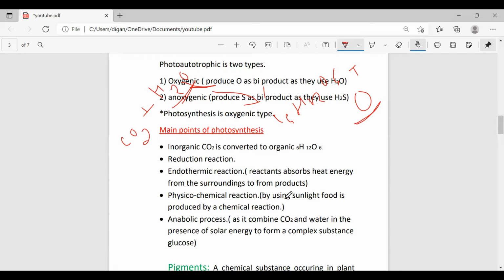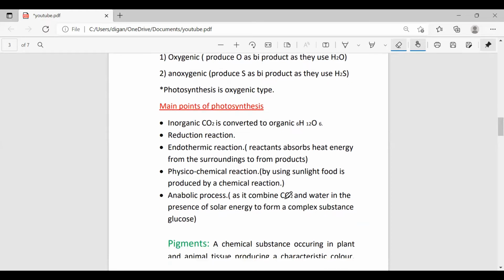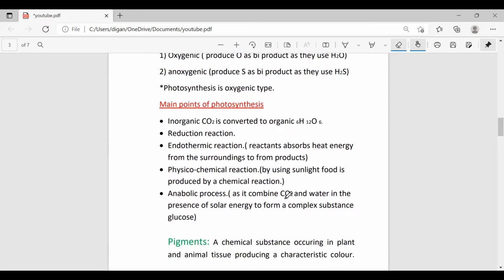And what does anoxygenic mean? In the anoxygenic type, in place of water, hydrogen sulfide is used, and as a result, in place of oxygen, sulfur is produced. When sulfur is produced as a byproduct, that type of reaction is called anoxygenic, and when oxygen is produced as a byproduct, that type of process is called oxygenic. So photosynthesis in plants is an oxygenic type of process.